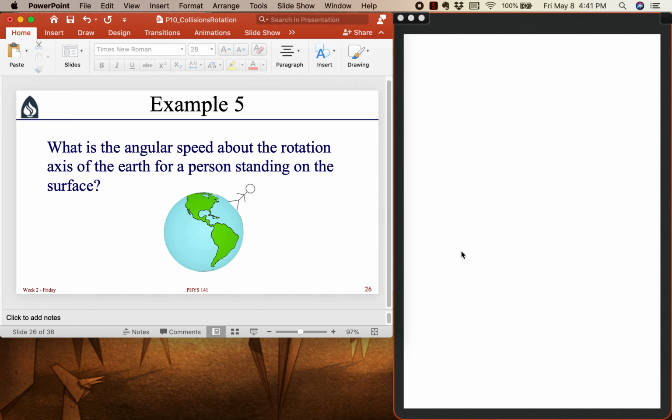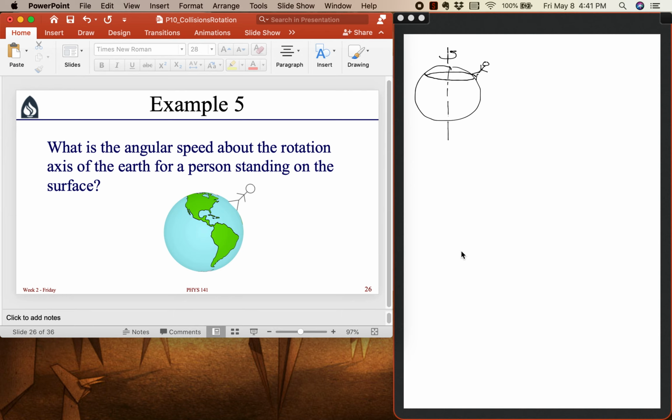So for that, we have this person who is standing on the surface of the Earth. So we'll just redraw that here. And the person is standing on the surface of the Earth, and the Earth is rotating about its rotation axis. And so that means this person is going around in a circle. And since they are going around in a circle and the Earth is rotating at a constant rate, then we can figure out what the person's angular speed would be.